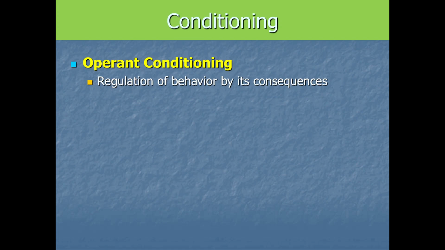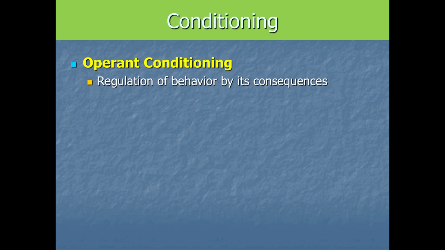Okay, the other major type of conditioning, and the one we'll spend the most time on in this course, is operant conditioning. This is a fundamentally different type of learning because the focus is on what happens after we do a response. In other words, after we do a behavior. It's the consequences of doing that thing that will lead to the learning and the regulation of future behavior.